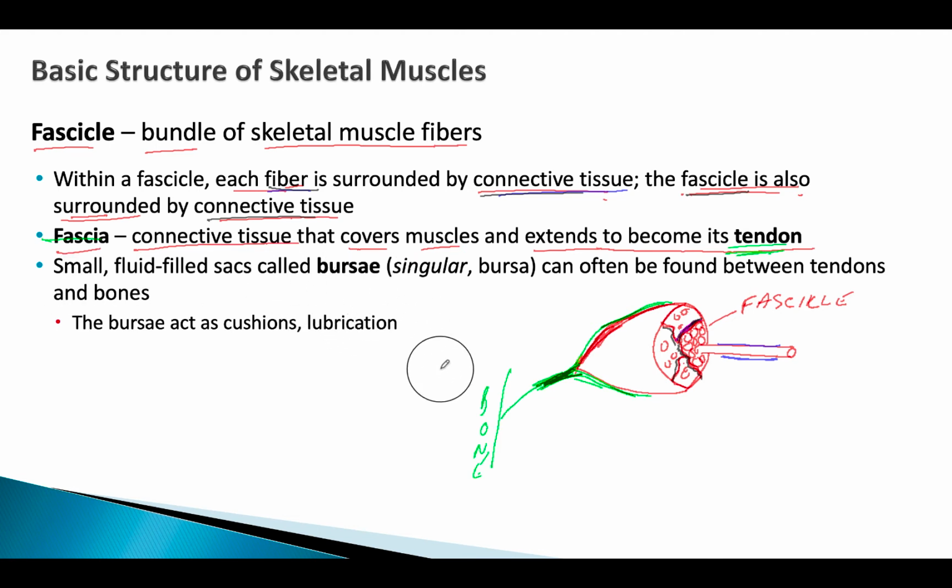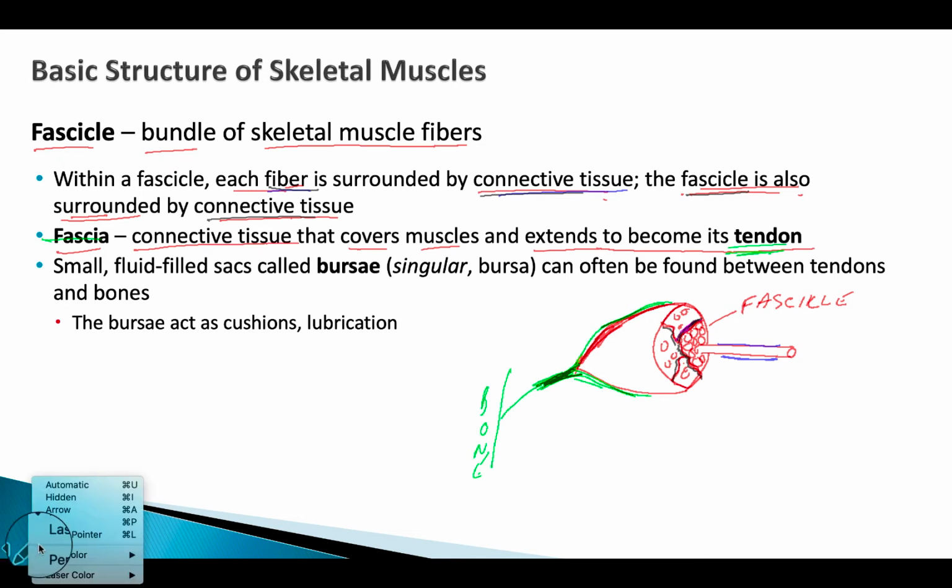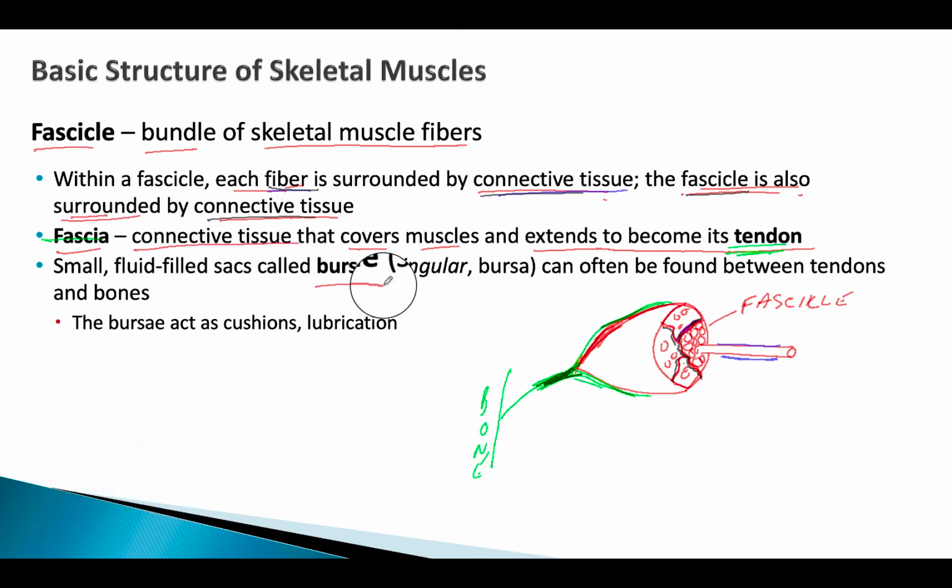We also have other structures as well. So what are the other structures that we have? We have what is called the bursa. So what is a bursa? A bursa, or bursae in the plural, is a small fluid-filled sac that is often found between tendons and bones. Between tendons and the bones.